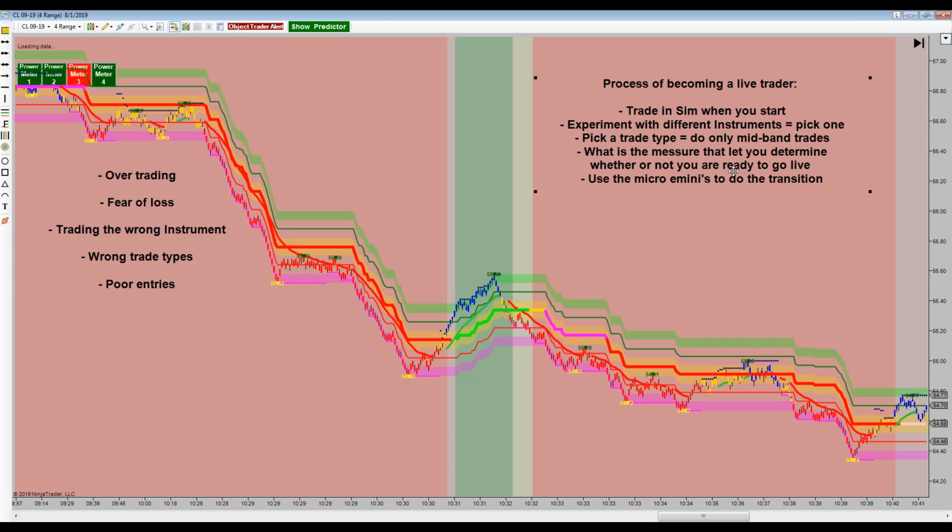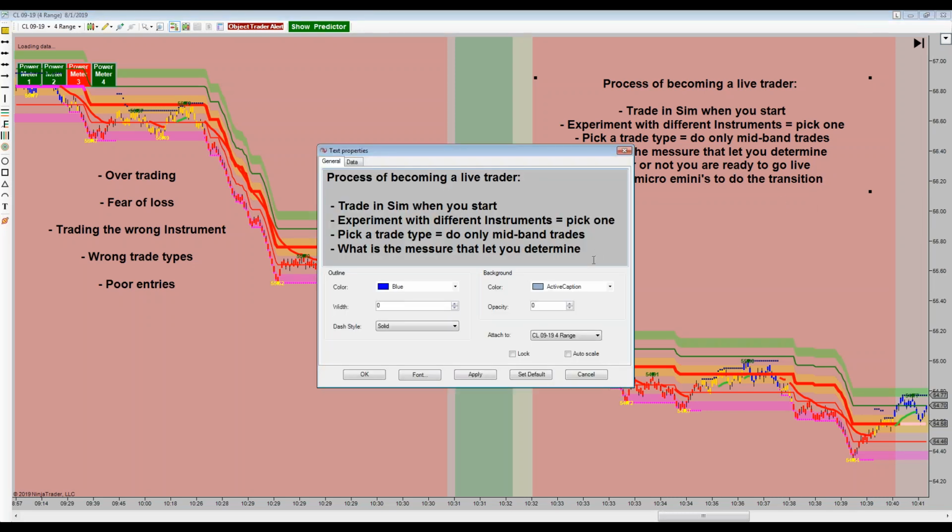Are you going to make a ton of money on the micros? Is that why they were created? For you to make a ton of money trading a micro at 50 cents a tick? No. No, the answer is no. However, the benefit is as follows.